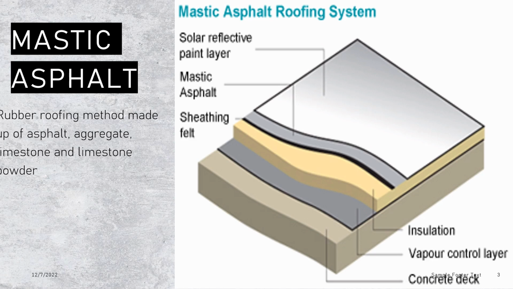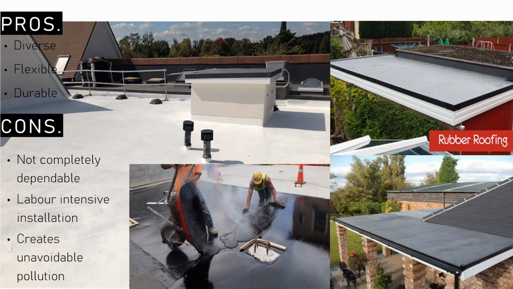As demonstrated, this includes the roofing substrate, vapour control layer, sheathing felt, and then the mastic asphalt, which is melted and poured over the sheathing felt and then coated in a solar reflective paint layer. The system is extremely diverse, as several types of roofing products can be used in conjunction. For example, different grades of insulation or distinct types of substrates can be used depending on the proposed structure.